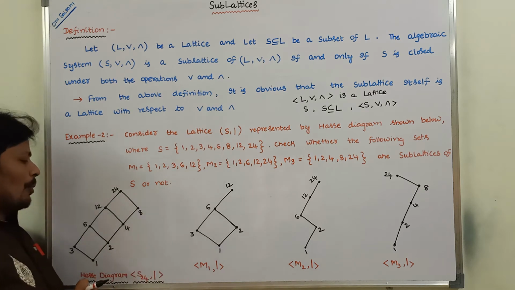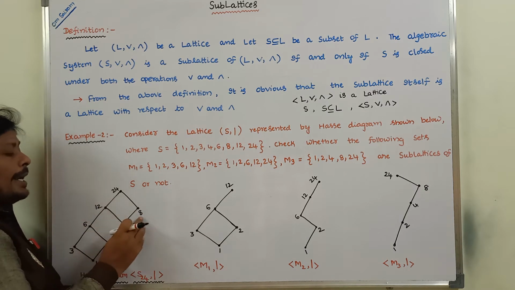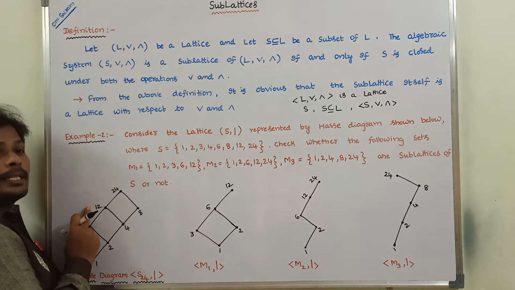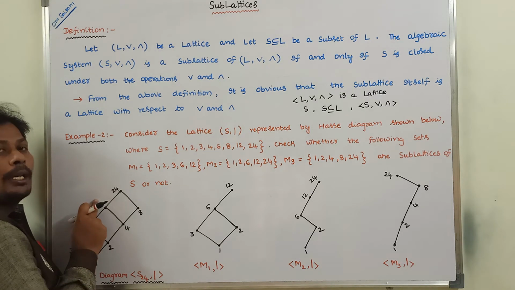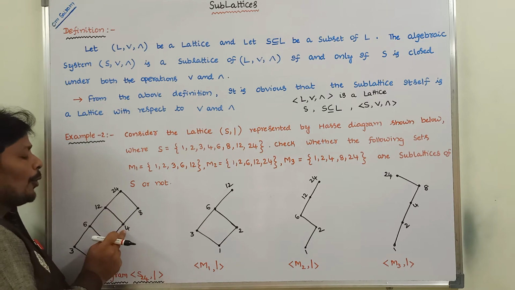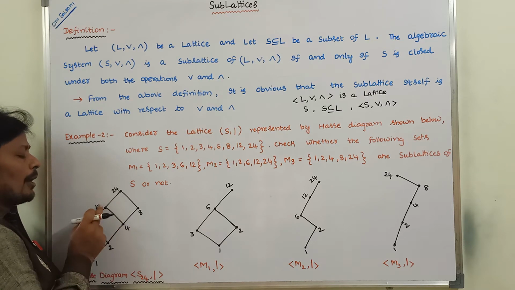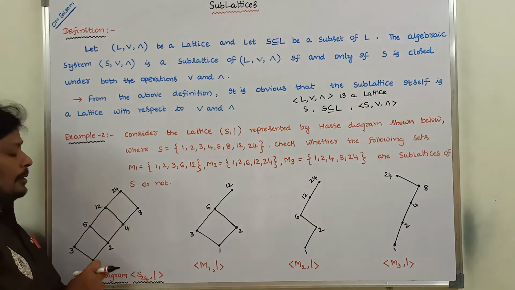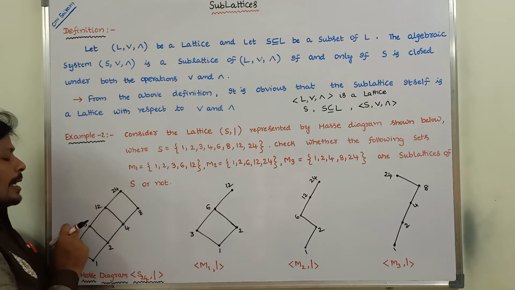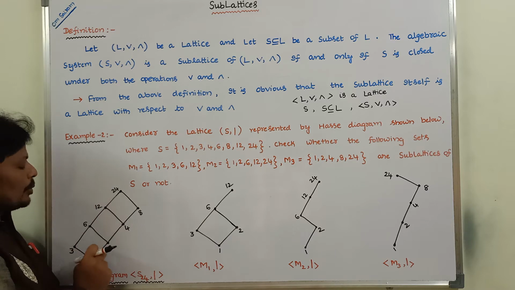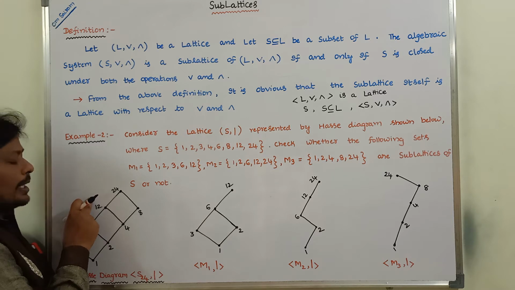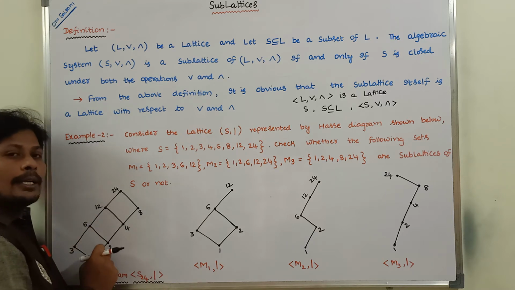Next element is 12. 8 does not divide 12, so we do not draw the edge between 8 and 12. 6 divides 12, so we draw the edge between 6 and 12. 4 divides 12, so we draw the edge between 4 and 12. 2 divides 12: 2 divides 6 and 6 divides 12, and 2 divides 4 and 4 divides 12, so we do not draw a direct edge.